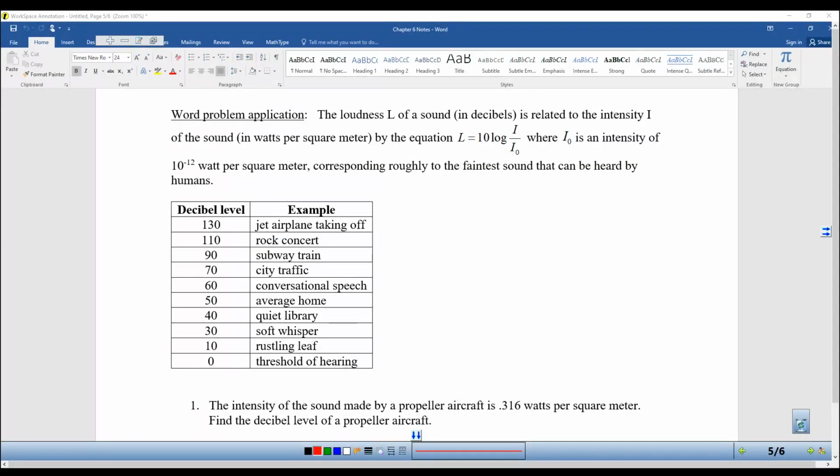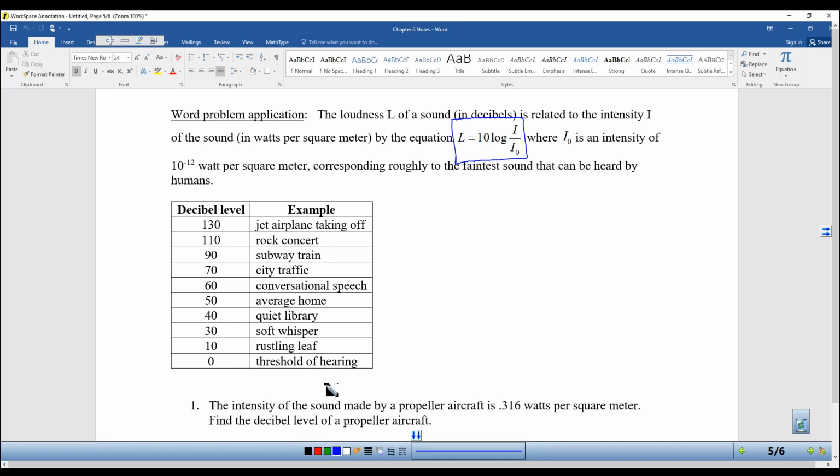All right, word problem application. The loudness of a sound is measured in something called decibels. It's related to the intensity of a sound, which is measured in watts per square meter. The equation that you need for this is that loudness, L, decibels, is equal to 10 log of I over I sub 0, where I sub 0 is the intensity of 10 to the negative 12 watts per square meter. So it's corresponding roughly to the faintest sound that can be heard by humans.